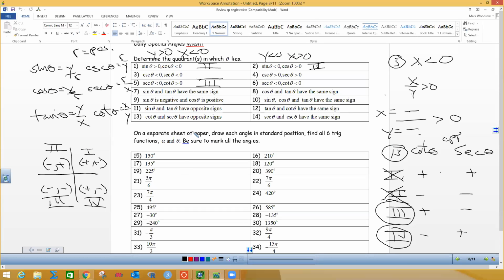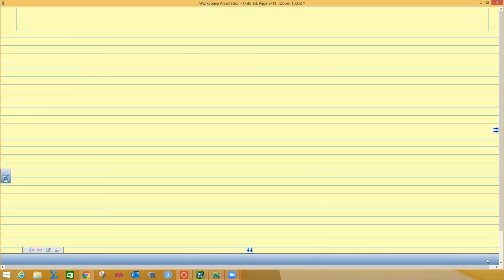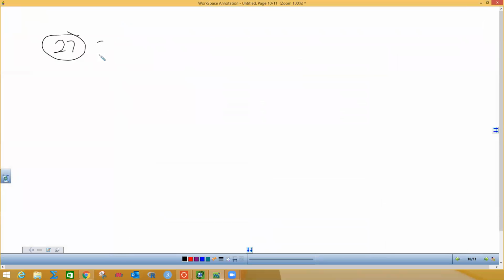It says we are given a set of angles. Draw each angle in standard position and find all 6 trig functions, and be sure to mark them all. All of these angles are theta. So when I come over here, this means theta equals negative 30 degrees. I'm going to draw negative 30 degrees like we did on the 4-1 quiz.